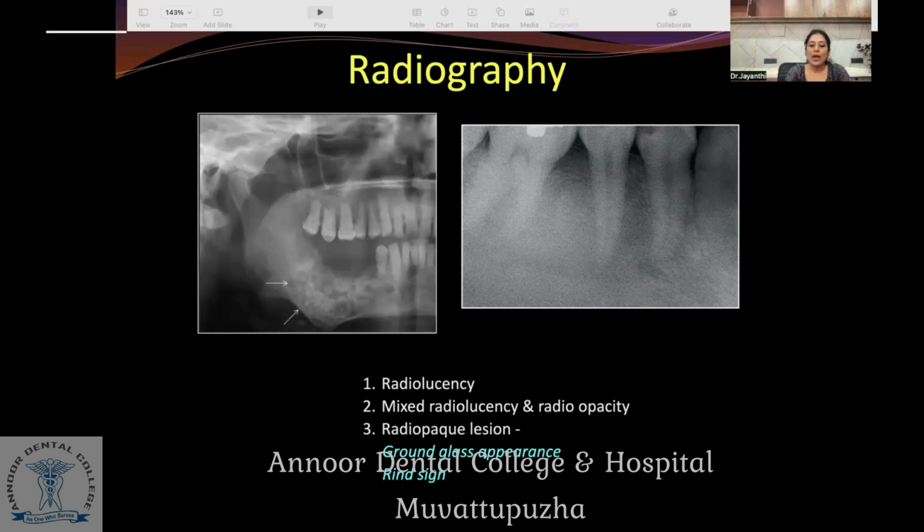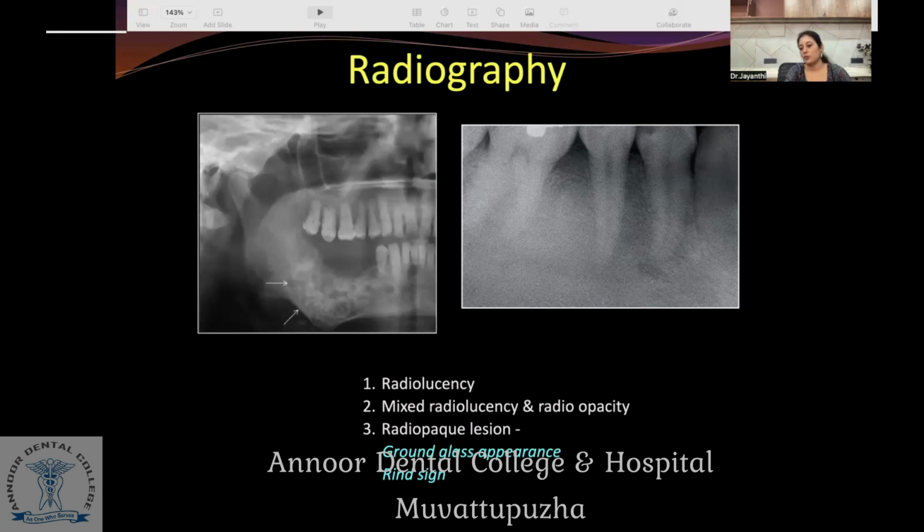Okay, so when you have a complete radiopaque lesion, this opacity is also described as ground glass appearance. So now you see the picture here, the bone is very opaque and dense because of the radiopaque appearance. So that appearance is called ground glass appearance. That's a very classic radiographic appearance in fibrous dysplasia.